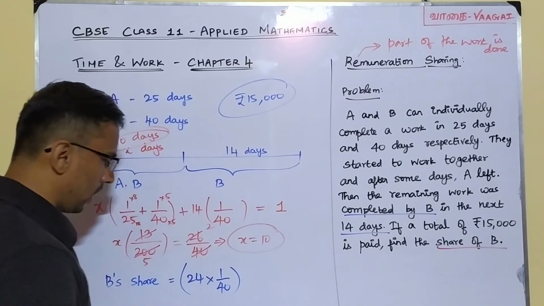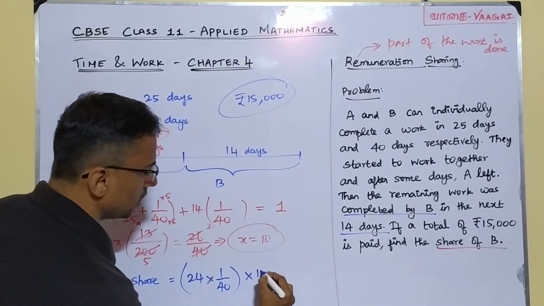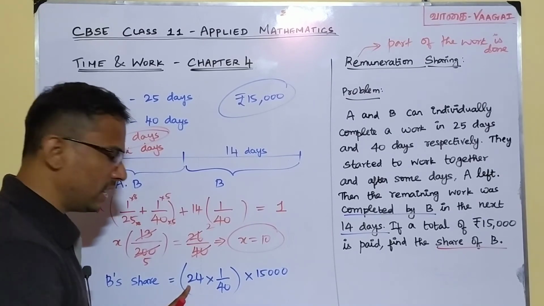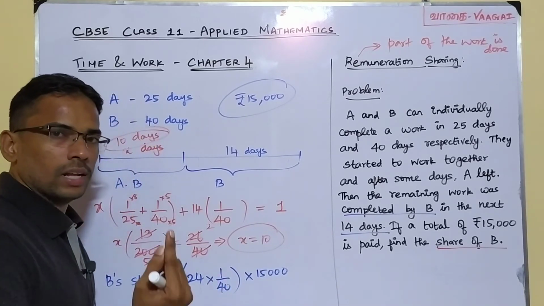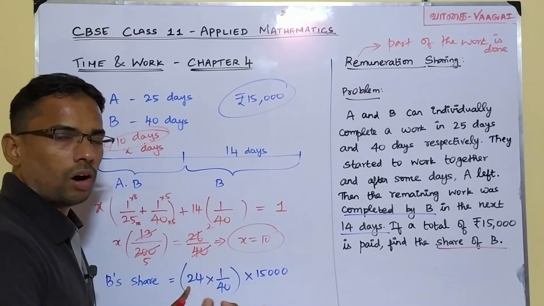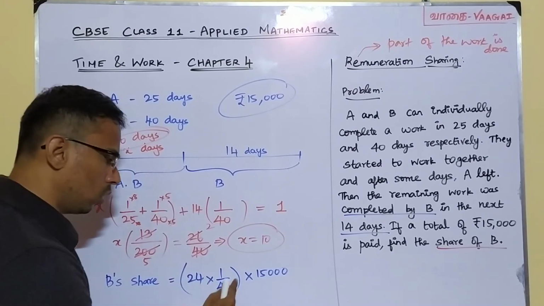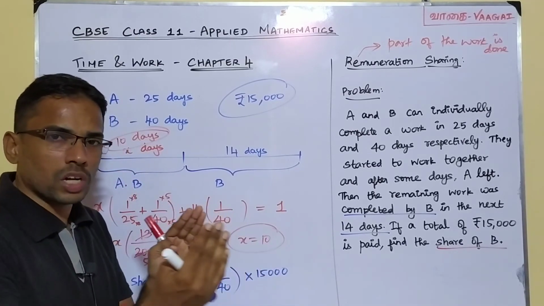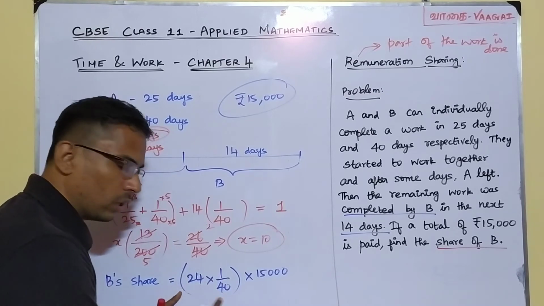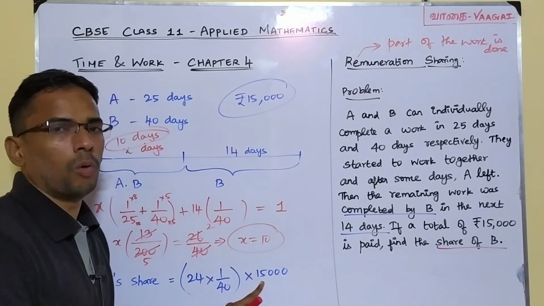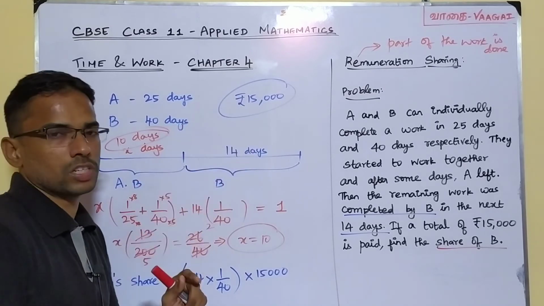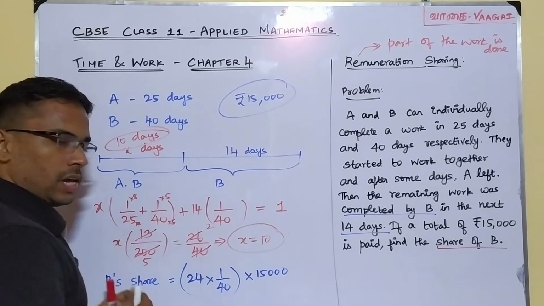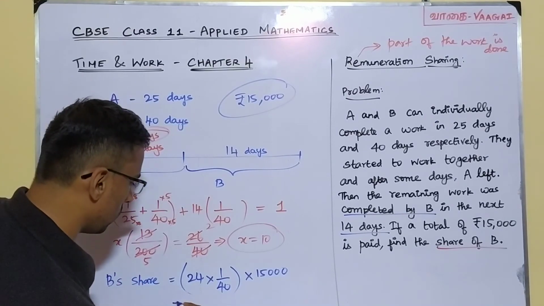That's it. So in that case, what I can do is just multiply this fraction once again by 15,000. This 24 corresponds to the number of days, and this 1 by 40 corresponds to the amount of work done in one day. So this entire thing represents, out of the total work, how much portion of the work is done by B. So I have calculated that into the total amount, I mean 15,000, the money which has been given here, right? The total amount 15,000. So this is what will belong to B, and now we will calculate this.